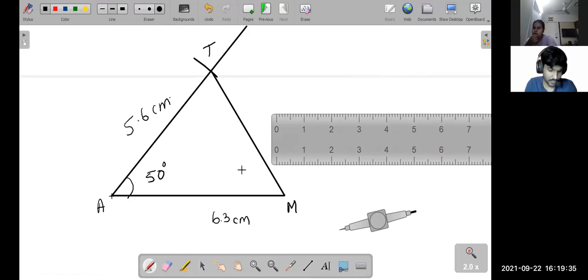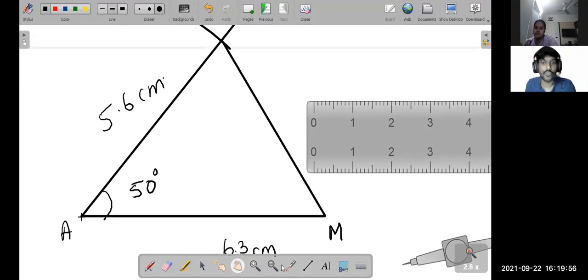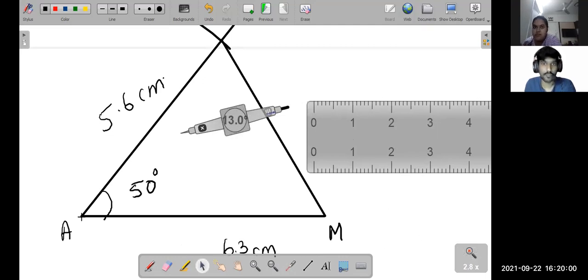What was the ratio given? Ratio was 7 upon 5. Yes, AM upon AH is given 7 upon 5. So you see which is greater. 7 is greater or 5? 7 is greater. So here, you have to divide your base into 7 equal parts with the help of your compass. Not divider, because I don't have. Compass, not divider.